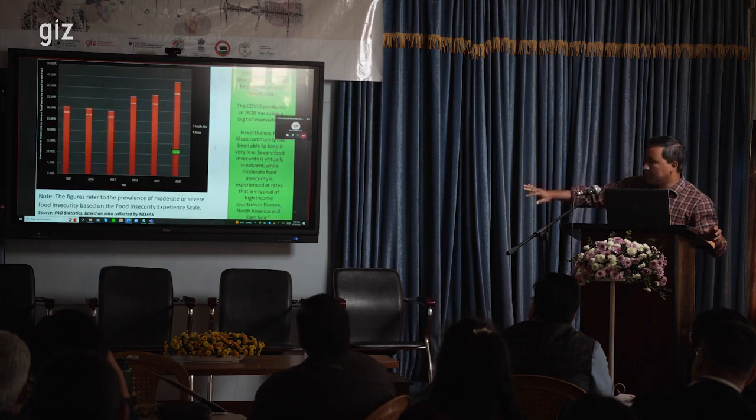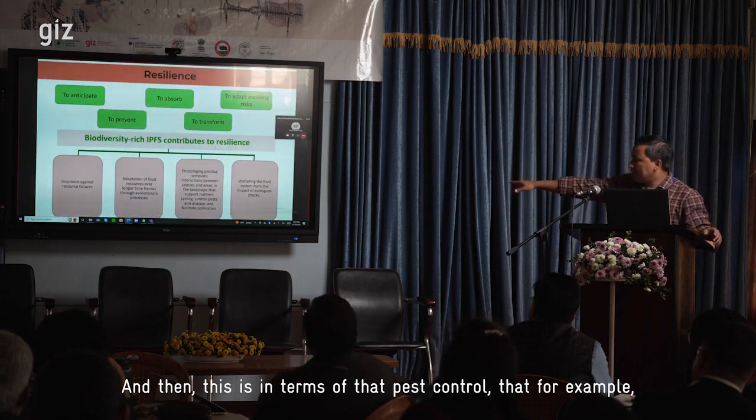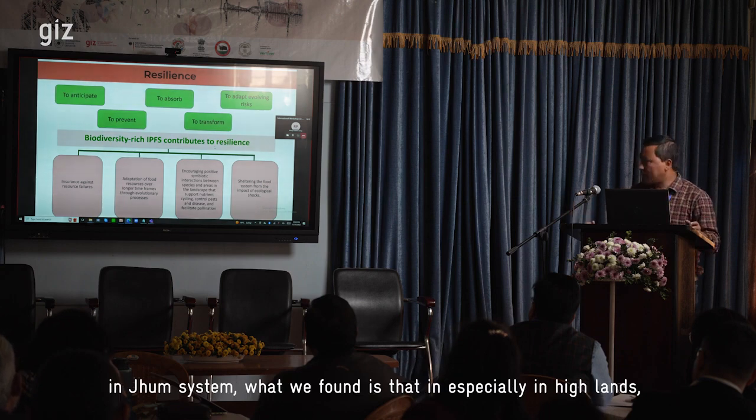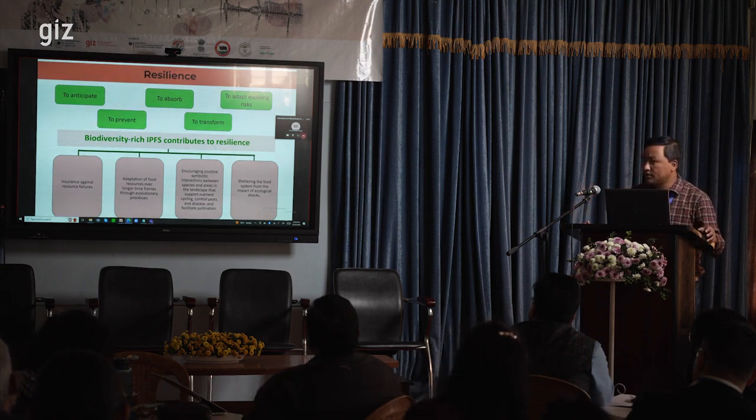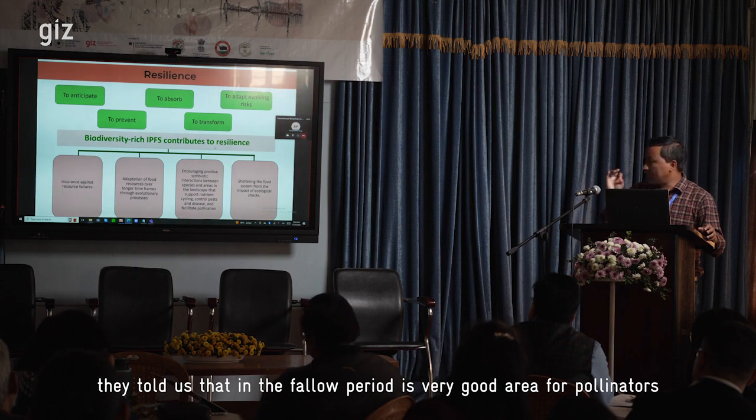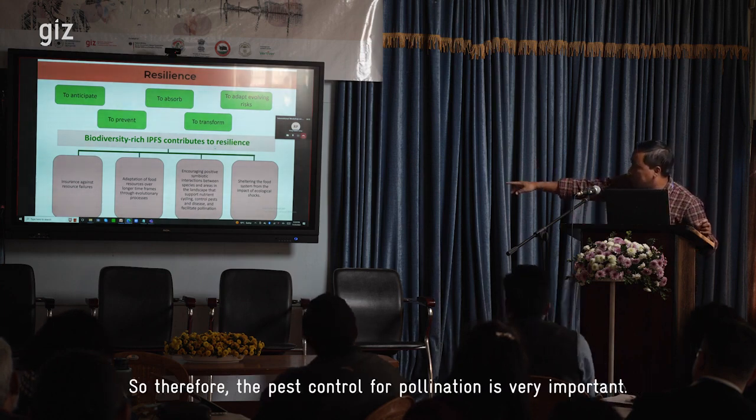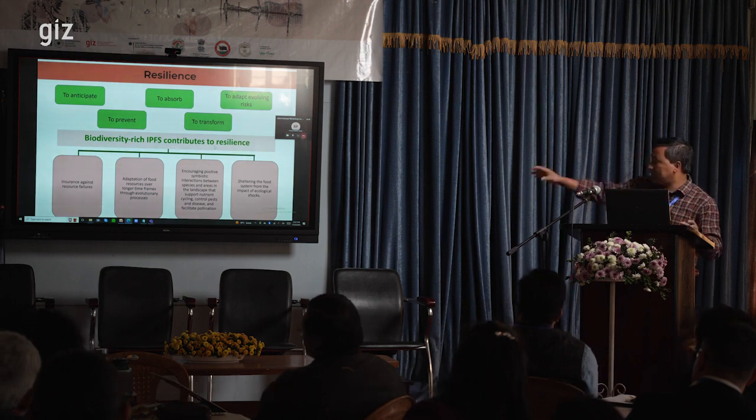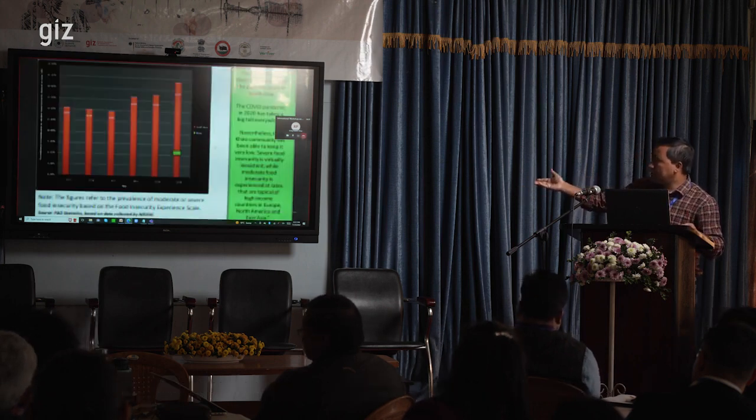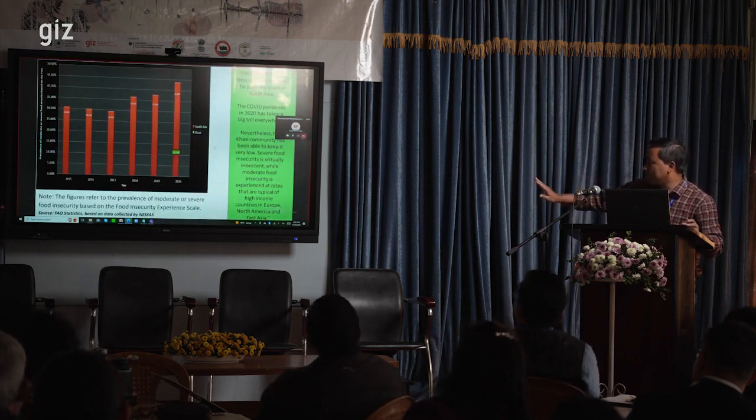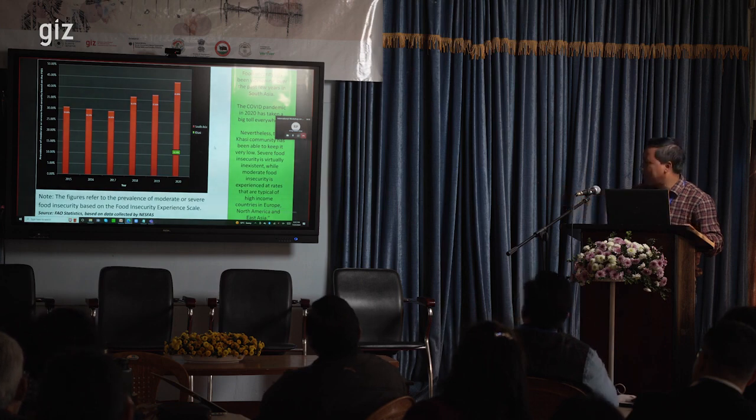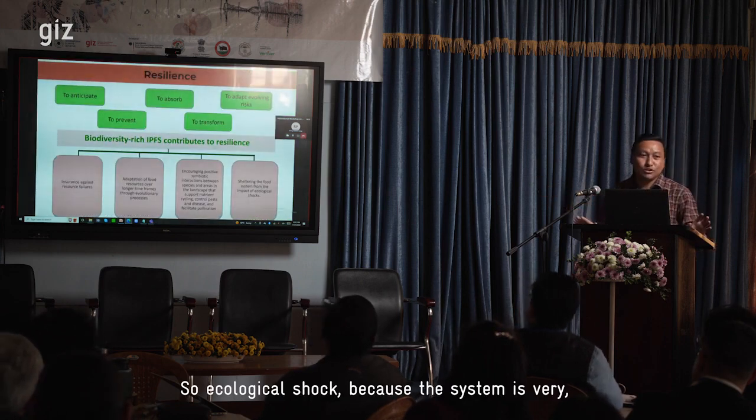Then this is in terms of pest control, for example in the Jhum system. In the Jhum system, what we found, especially in Thailand, they told us that in the fallow period it's a very good area for pollinators. So pest control and pollination are very important. And then the last one, ecological shock.